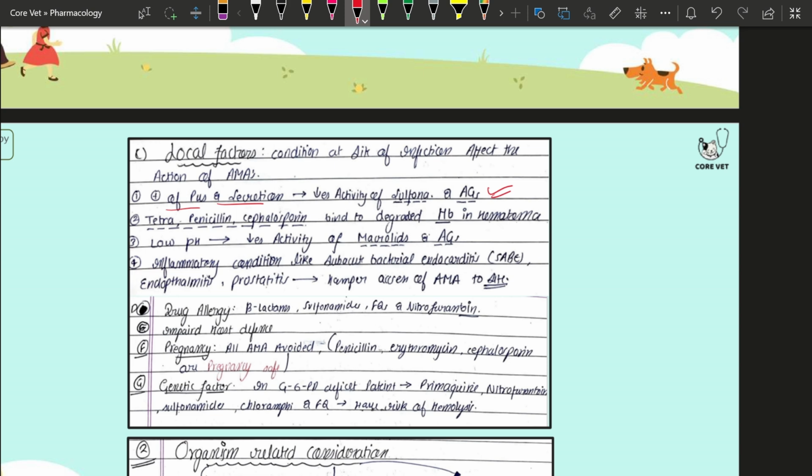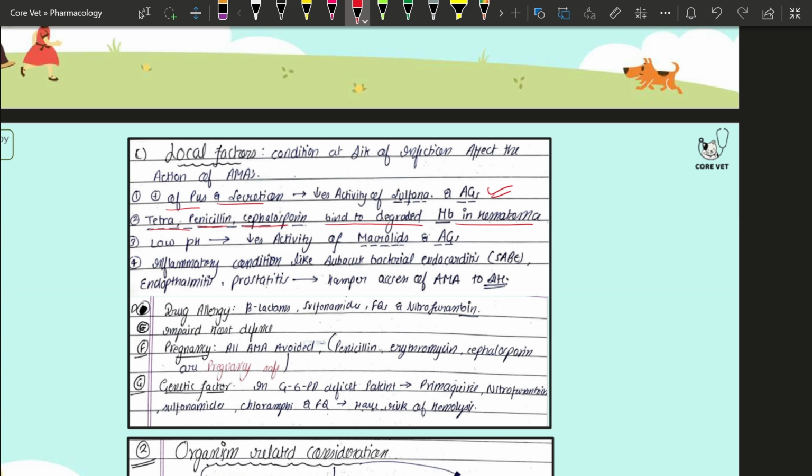Similarly, tetracycline, penicillin, and cephalosporin bind to the degraded hemoglobin in a hematoma. So whenever there is a hematoma, you should look for it first and then apply a certain drug, because tetracycline, penicillin, and cephalosporin aren't effective in the condition of hematoma. Certain drugs are effective at high pH, certain drugs at low pH. So pH activity is also a very important factor that you should look for.